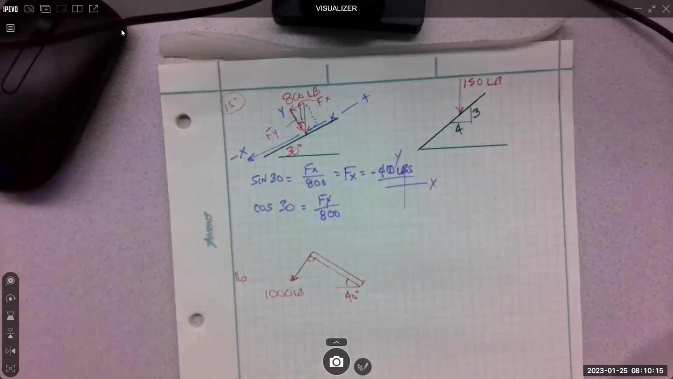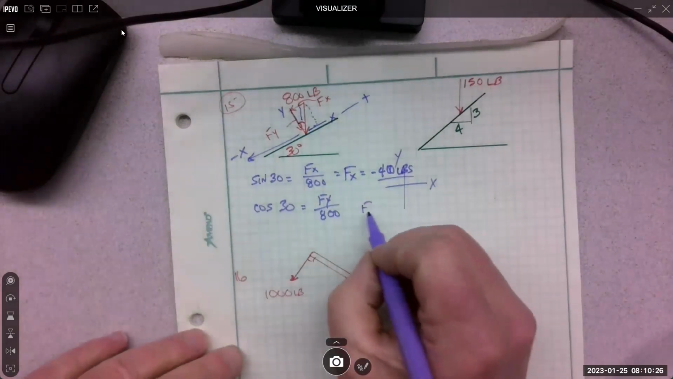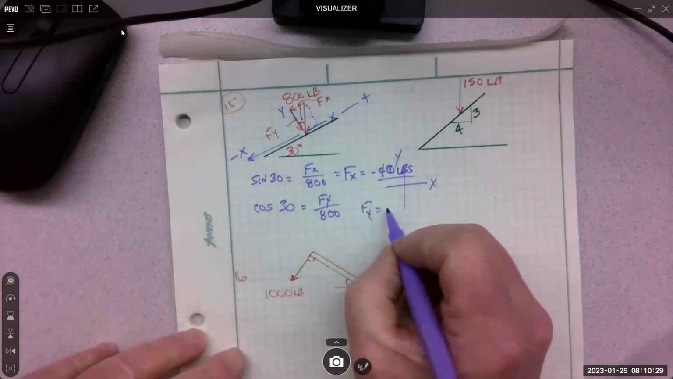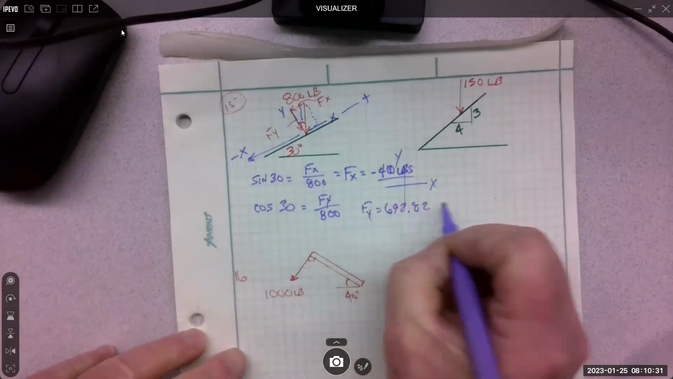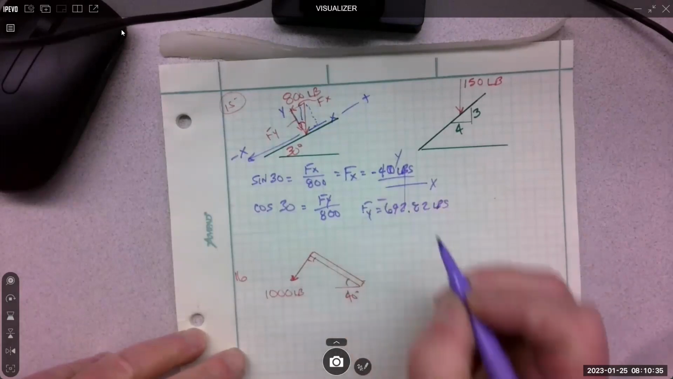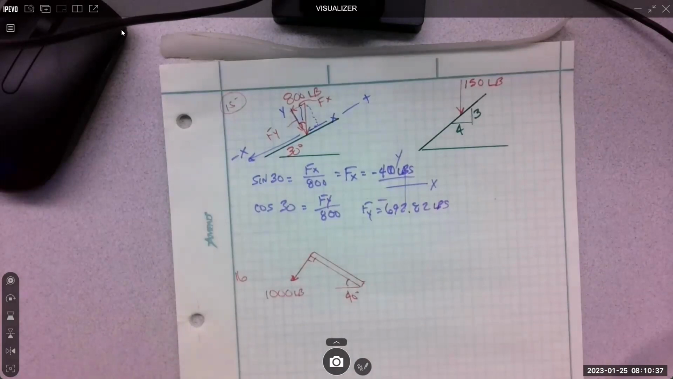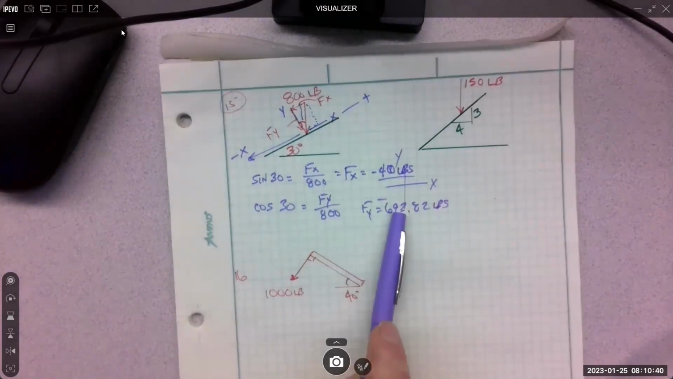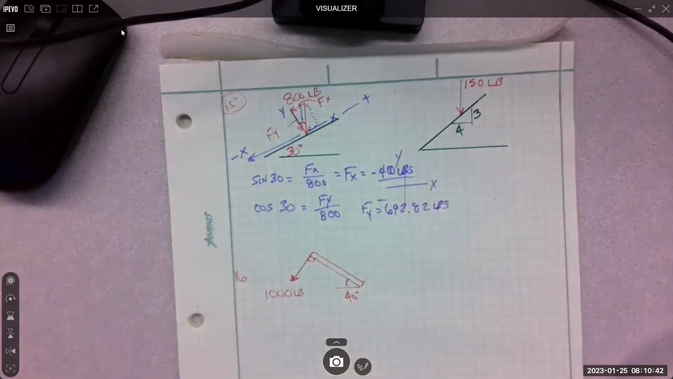Anyway. And then the other one is 800 times cosine 30, which is 692.82. And that is plus or minus pounds. And it's also minus. Well, that's a typo. What is it, 15?